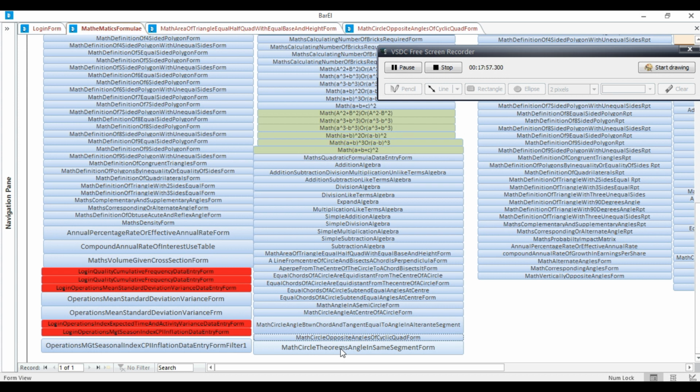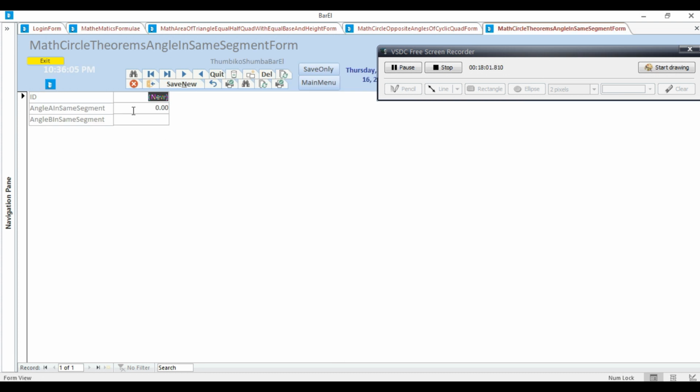Angles in the same segment. If angle A in the same segment is equal to 40, then the other angle is also 40.